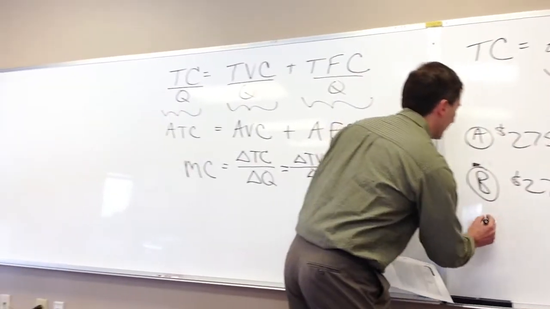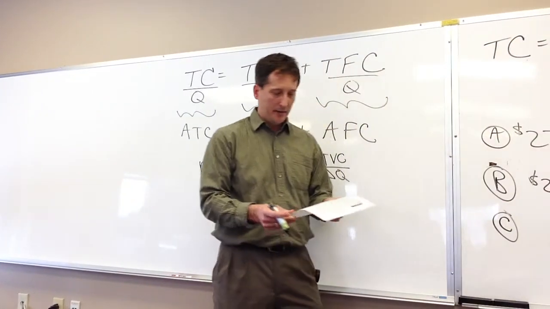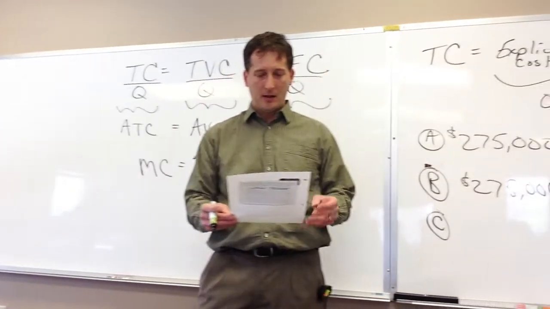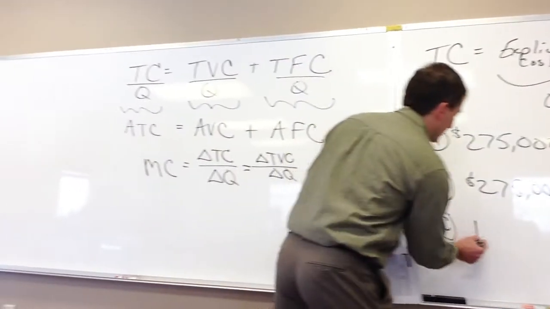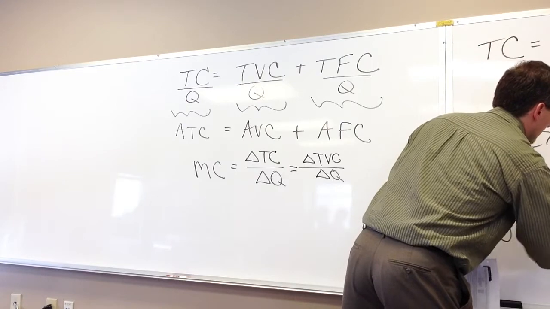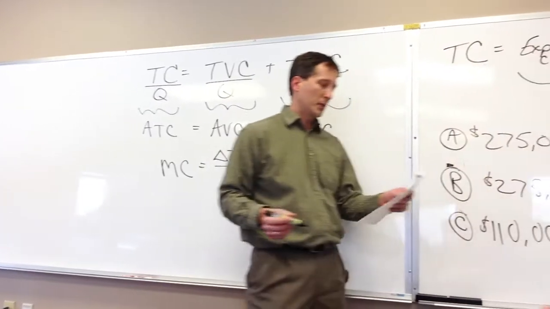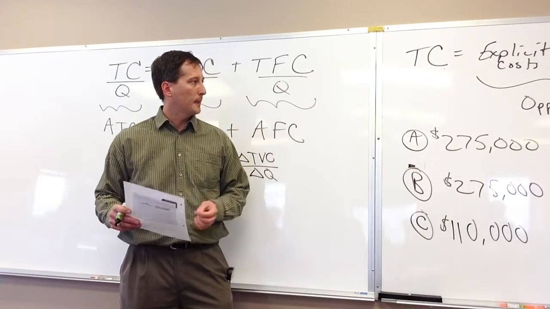All right, therefore giving economic profit of 110,000. So $500,000 worth of revenue, he's got $110,000 worth of profit.